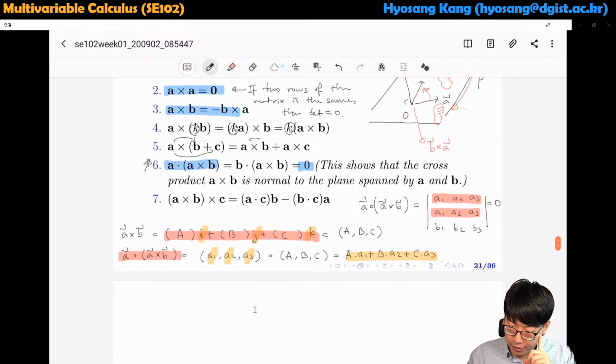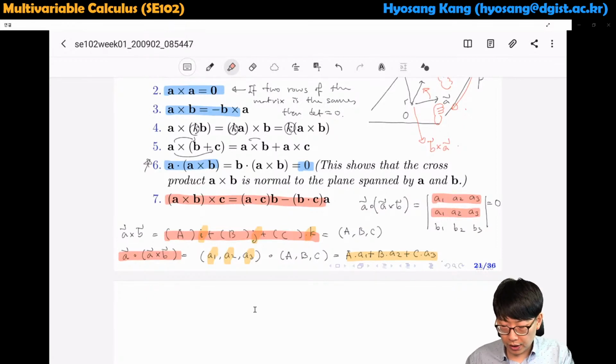And 7, this is just a simple property. It's not really important. I don't ever use these properties in application, but it simply says that it works.